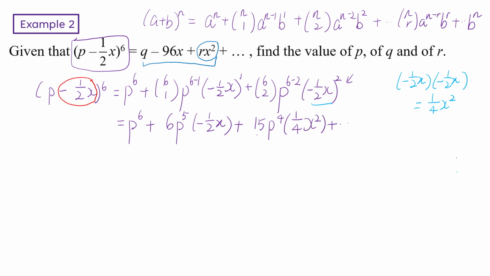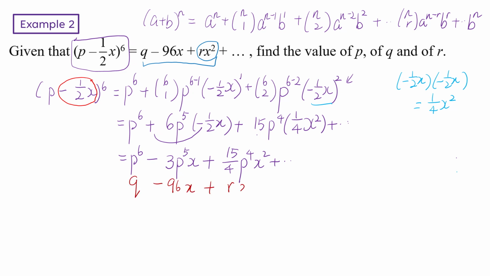All right, we can simplify further. That will give us negative 6 times half, which is negative 3. So 3p to the power 5 x plus 15 over 4 p to the power 4 x squared. All right, so this expansion is equal to q minus 96x plus rx squared.